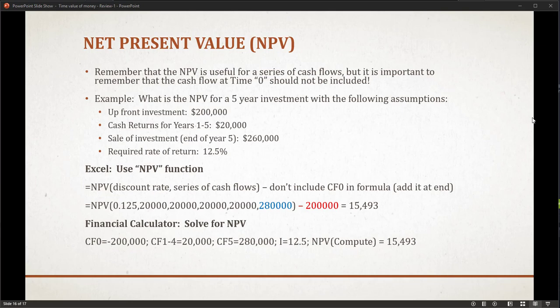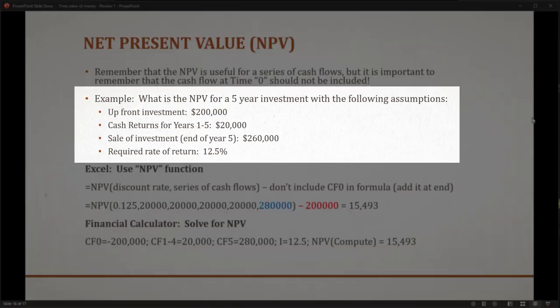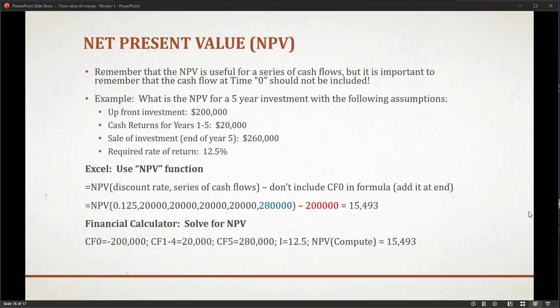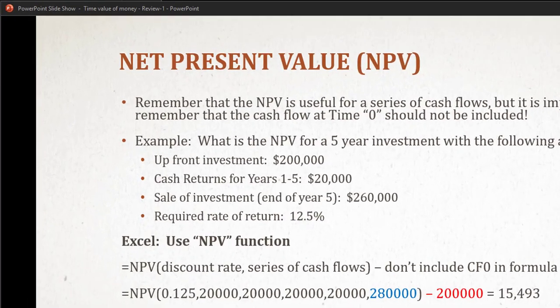So we're going to look at how we would do the NPV for that same investment we talked about in the last video, where we were looking at the IRR example, and that is we have this upfront investment of $200,000. We're buying a property for that amount. We're going to have cash flows for years 1 through 5 of $20,000 per year. And then we're going to sell the property at the end of year 5 for $260,000. The last thing we'll need for this calculation is a required rate of return, or a discount rate, and that will be 12.5%. So let's jump over to Excel and look at how we would do that.